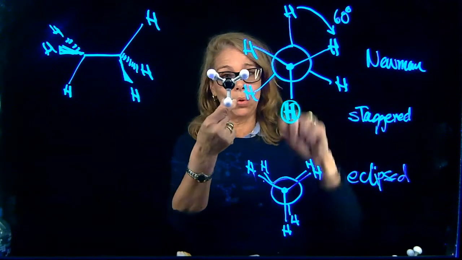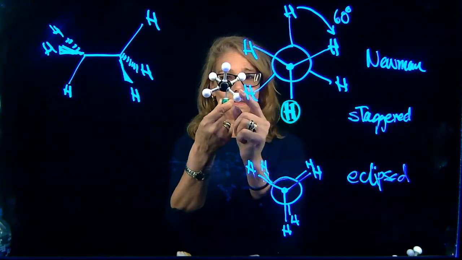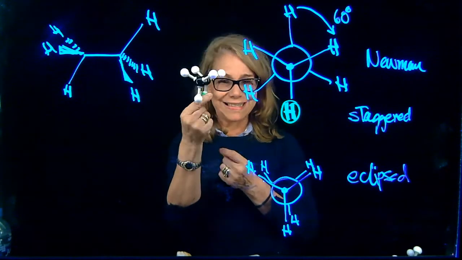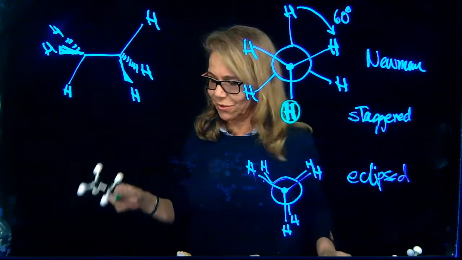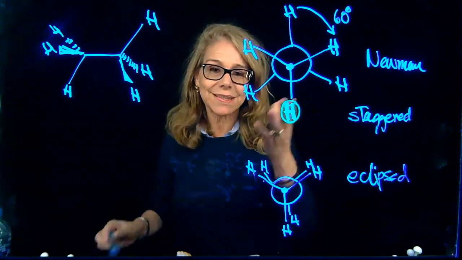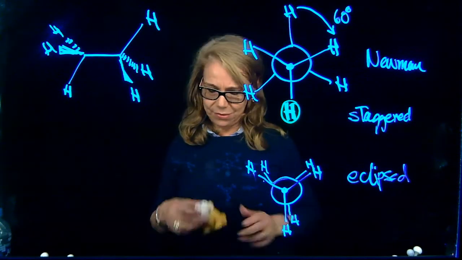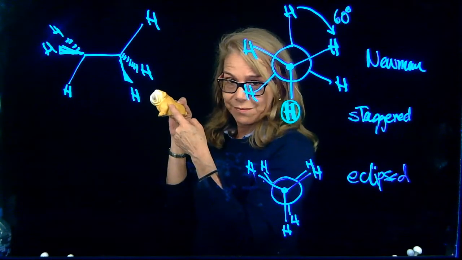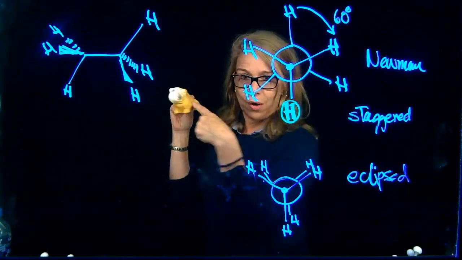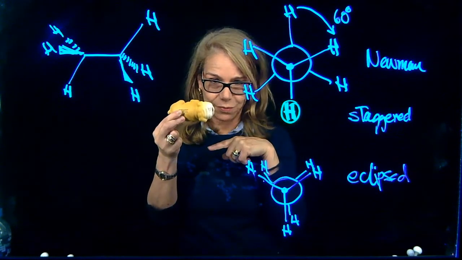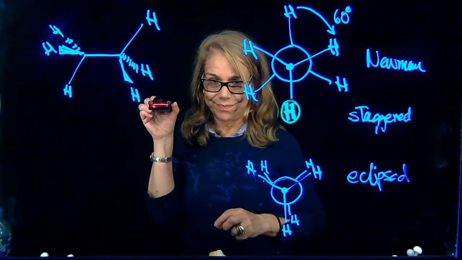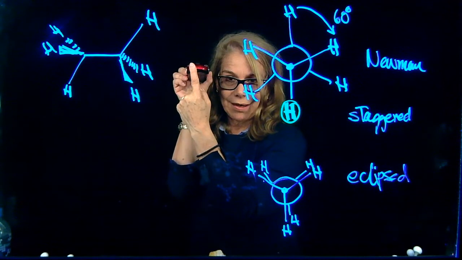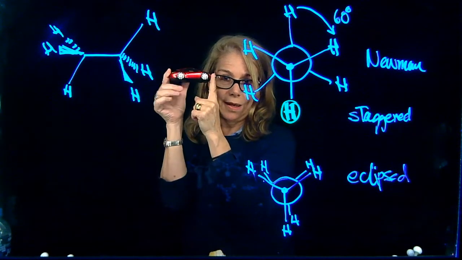I can keep moving this, and I will get another staggered, another eclipsed. But notice again, this is the same molecule. I have a little toy here to show you what I mean by projection. This is a doggy toy. It's the same toy if I look at it from this view, or this, or even that view. Say I grab this. Right now, that would be like my Newman projection, I only see this. But if I rotate it, then I see that.